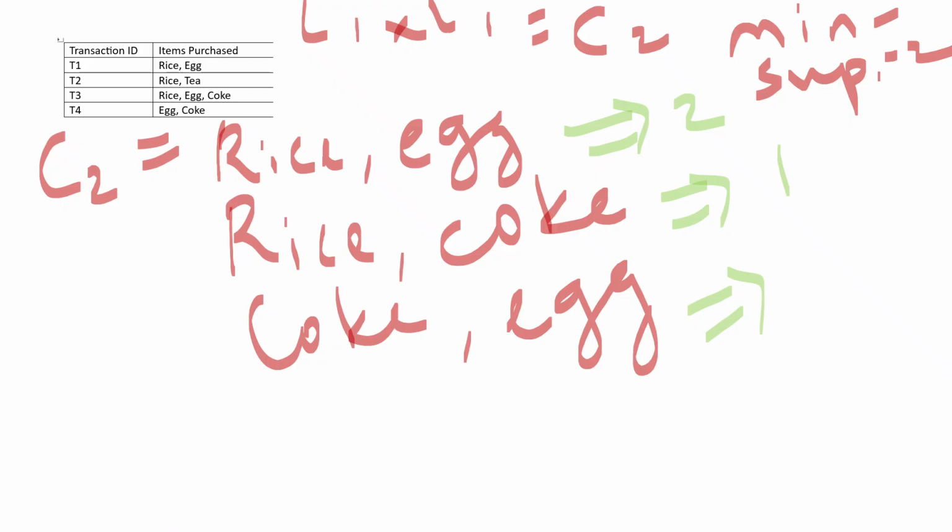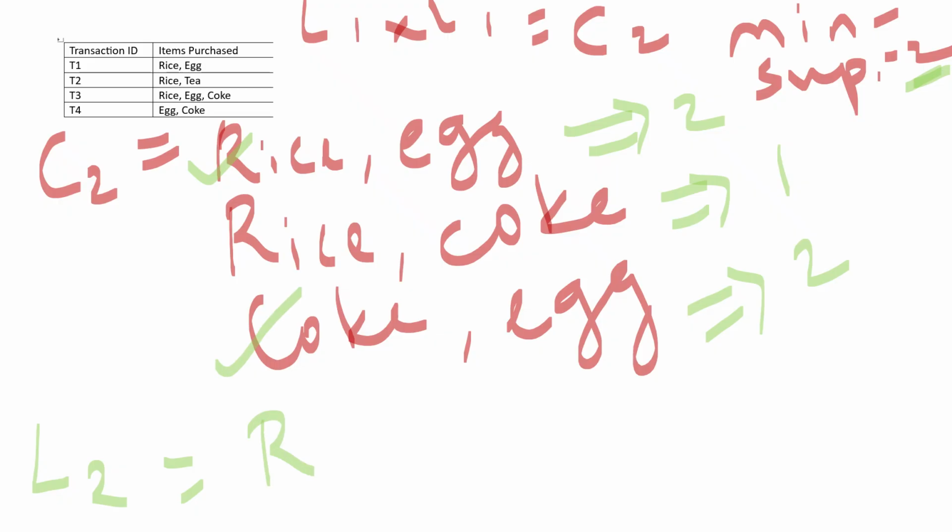So rice coke is available in only one time. Then we have to check the combination of coke and egg. Coke and egg is available in the transaction 3 and the transaction 4. So it also comes 2 times. So now we have to check with the minimum support. So our L2 we have to form, and L2 contains only the C2 items which satisfy the minimum support. So as per this example, our rice egg combination and coke egg combination is having 2 times occurrence.